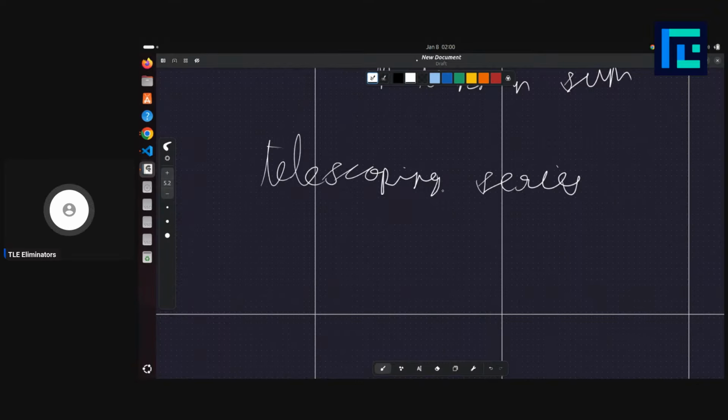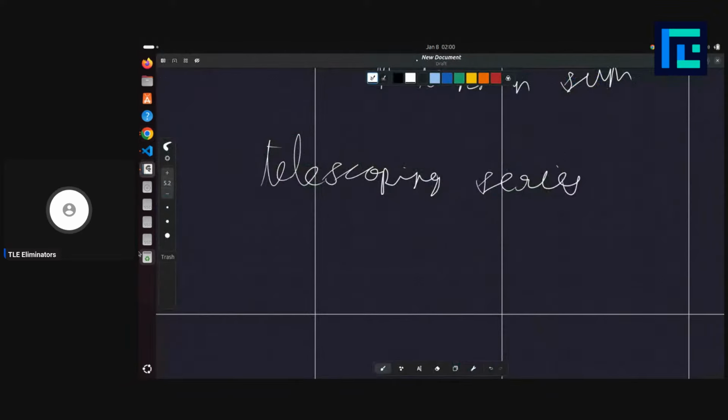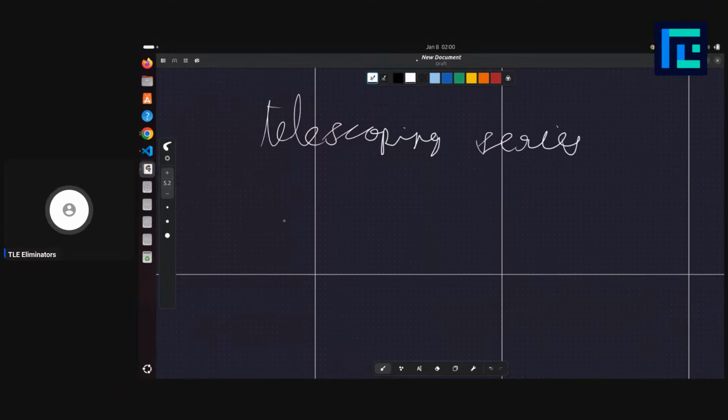Actually, what I'll try to do is find an upper limit for this sum, and then we will try to do something further. So we have 1 upon LCM of a1 a2, right? One term of this sum is 1 upon LCM of, let's say, x comma y.